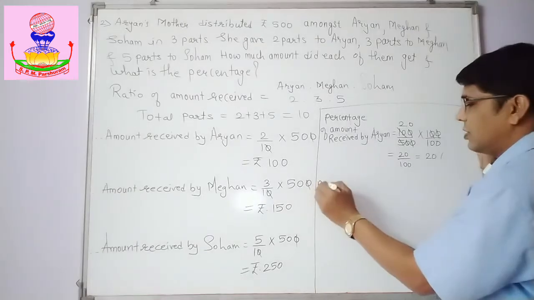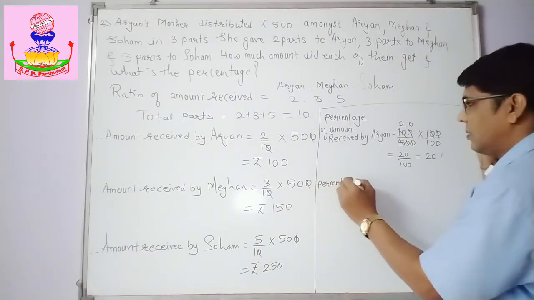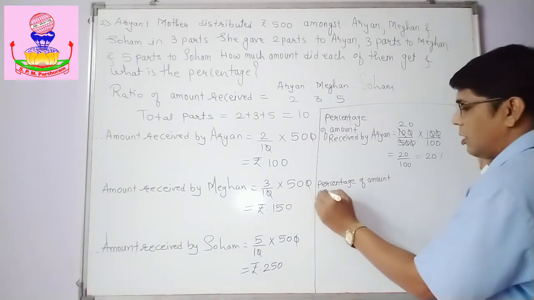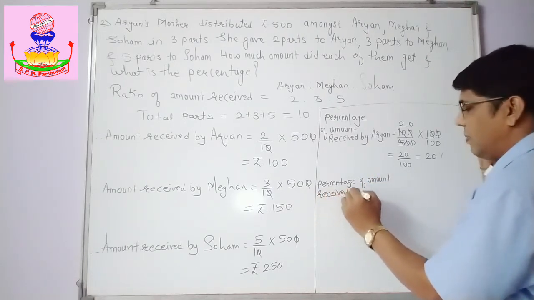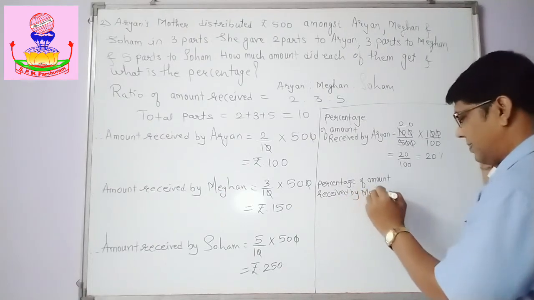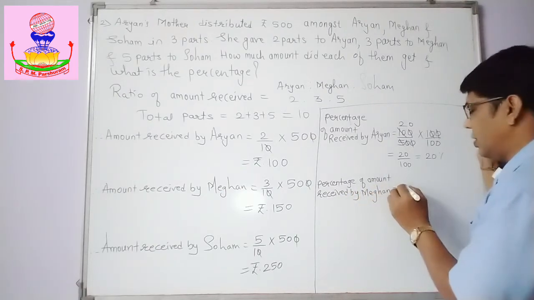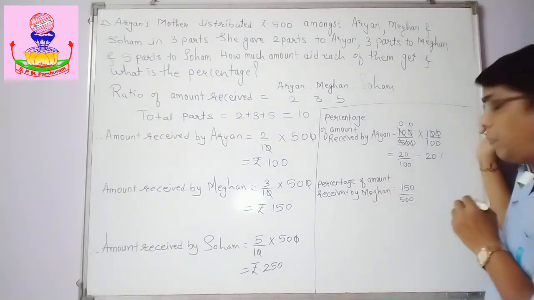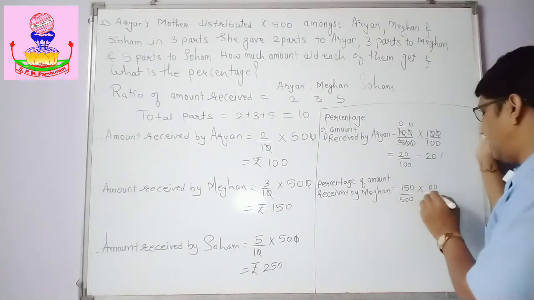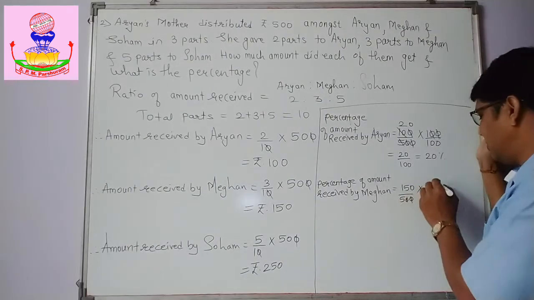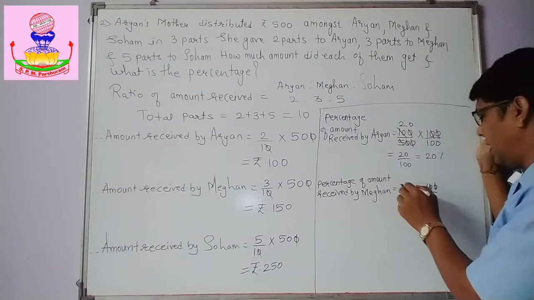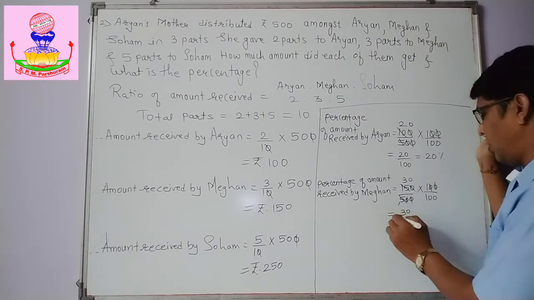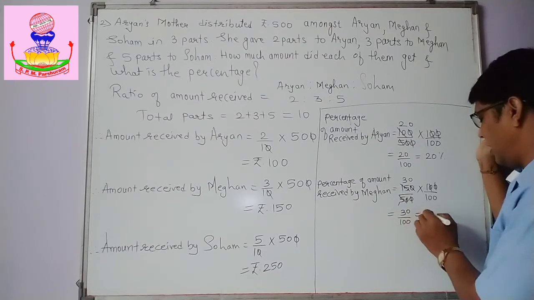Okay, then the percentage of amount received by Meghan. What was it? How much amount did she receive? 150 upon 500. Now I want to find the percent. So into 100 upon 100. So 1 2 1 2. Okay, 5 ones are 5, 5 threes are 15, 5 zeros are 0. So 30 upon 100. So that is 30%.